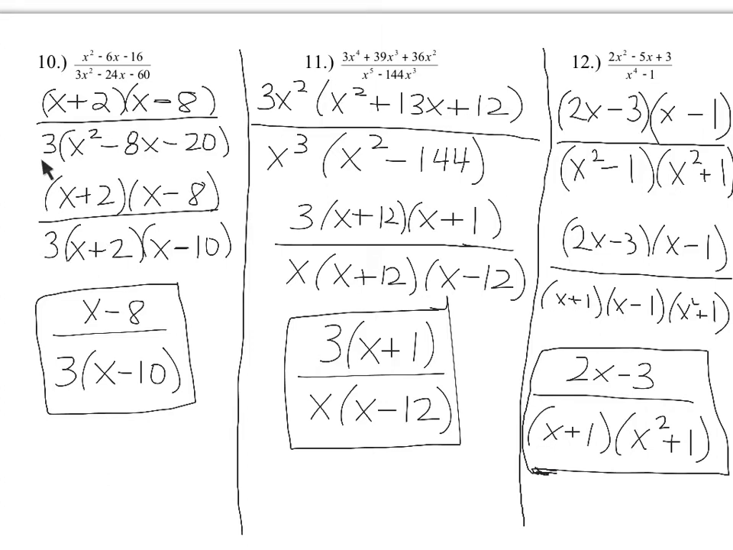The bottom had a GCF of 3, so I had to pull that 3 out. I was left with x squared minus 8x minus 20. Again, I know my signs are going to be different when I go to factor this because I'm getting negative 20 there.